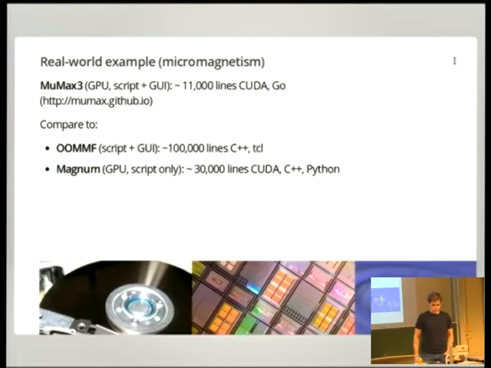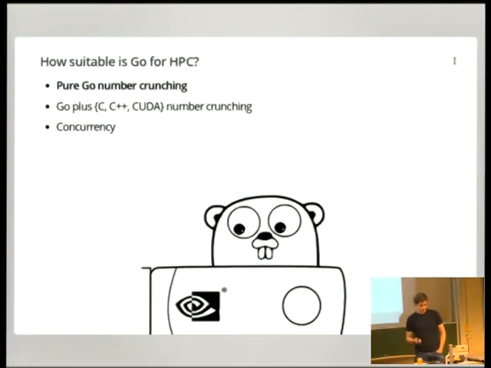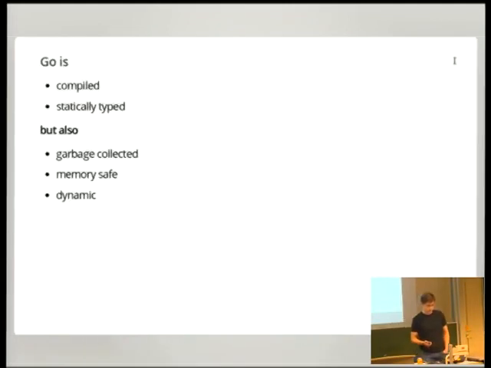So yeah, it's been really a good choice in terms of productivity, but that doesn't necessarily mean that Go is a complete smooth ride for computational HPC. So what are the strengths and the weaknesses here? I will show this in 3 scenarios. What if you're doing pure Go number crunching? What if you're calling some external library, C, C++, or maybe CUDA? And finally, what if you need concurrency in your program?